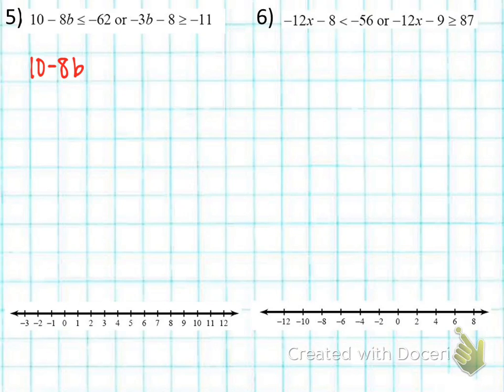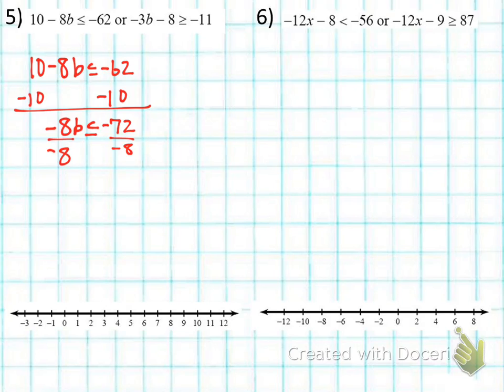We have 10 minus 8b is less than or equal to negative 62. So just solve it as its own inequality. So I'm going to subtract 10 on both sides. So we got negative 8b is less than or equal to negative 72. Divide both sides by negative 8. When you divide by negative, we're going to flip the sign, so it's going to be b is greater than or equal to 9. So that's your first answer.